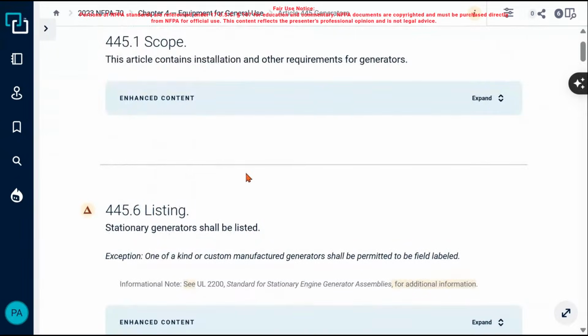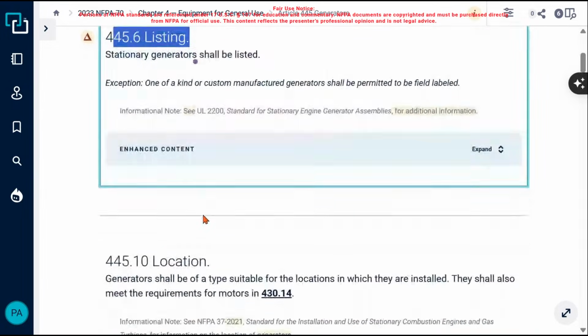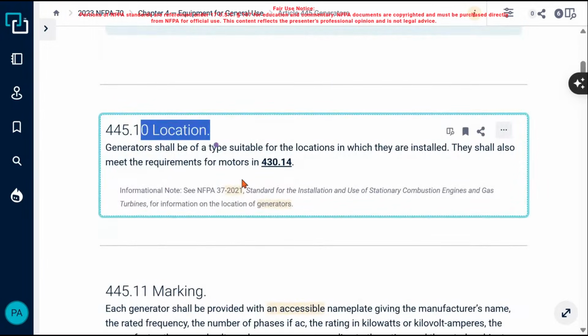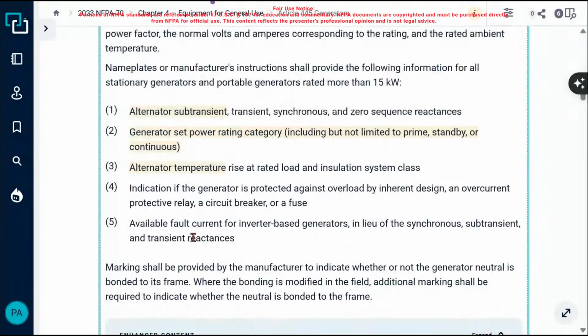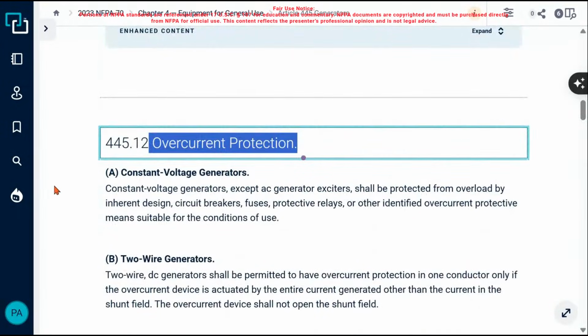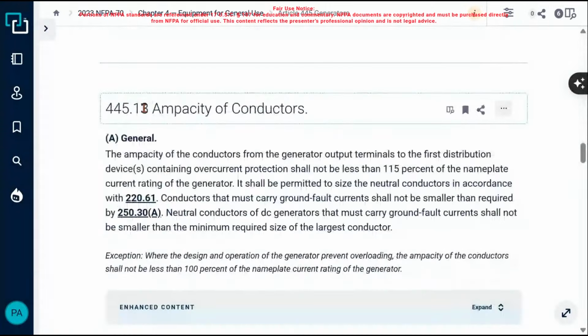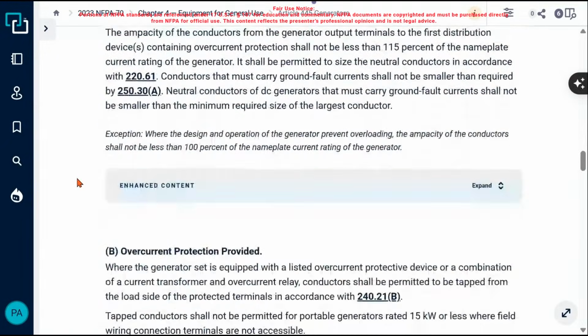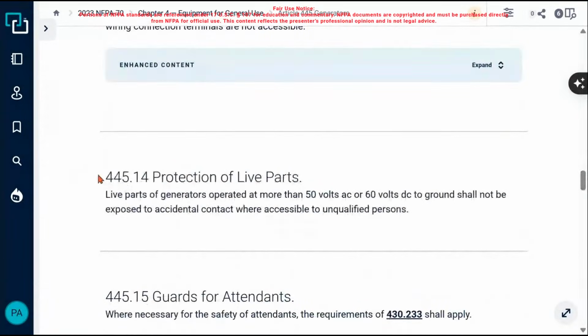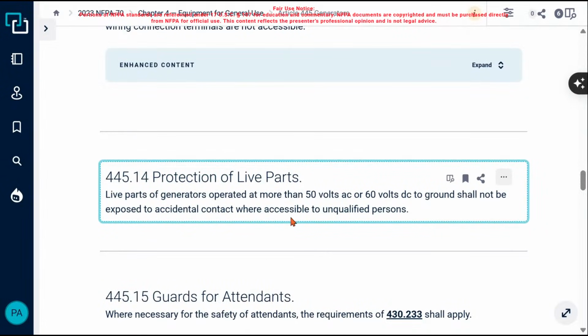And what are we looking for? Remember, live parts. We're looking for anything about unqualified persons. We're looking for a volts rating. We're looking for all that. So let's go. Listing, nope. Location, nope. Markings, nope. Not part of our question. Overcurrent protection, didn't ask about that. Ampacity of conductors, didn't ask about that. We're asking for a voltage rating. Protection from live parts, boom. Immediately, I see 50 volts. I see 60 volts. I see all that. And I see accidental contact. And I see unqualified person. So I know I'm in the right place.